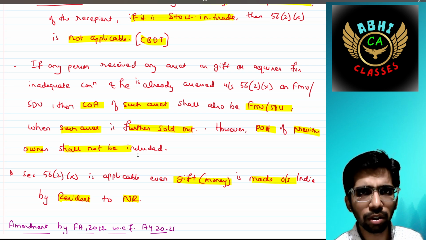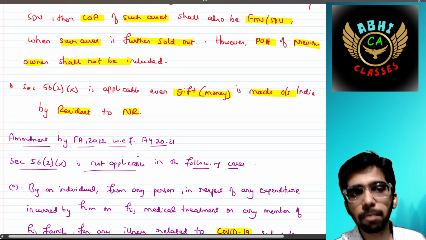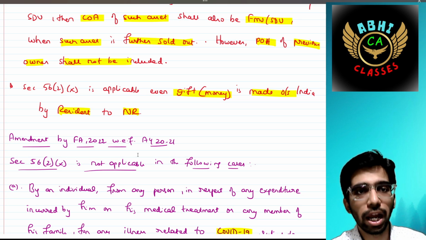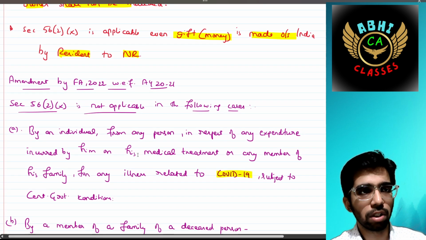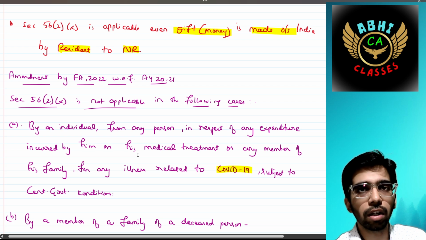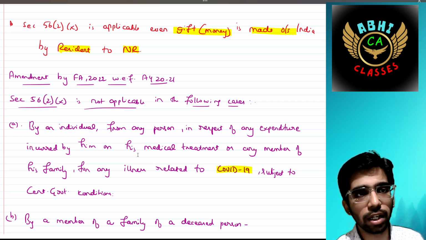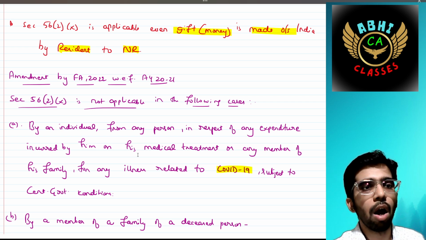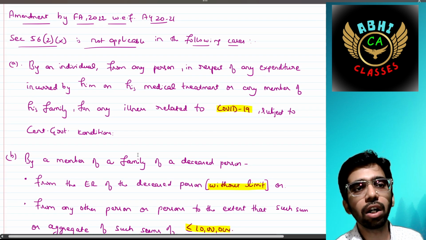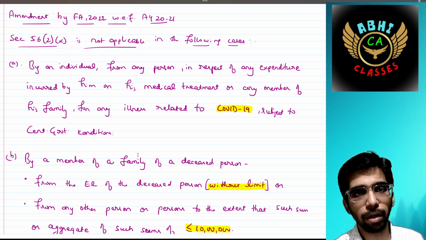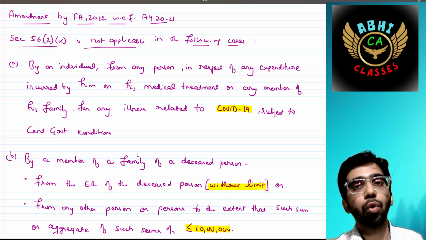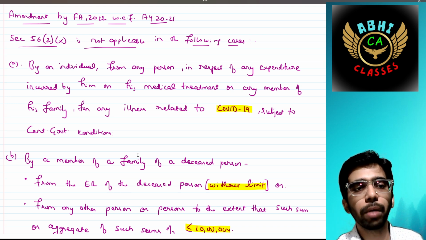Okay, simple. Then 56(2)(x) is applicable even if the gift of money is made outside India by a resident to a non-resident. Okay, simple concept. Then there is one amendment by Finance Act 2022 with effect from assessment year 2021. Section 56(2)(x) is not applicable in the following cases: by an individual, from any person in respect of any expenditure incurred by him on his medical treatment or on any member of his family for any illness related to COVID-19, subject to the central government conditions.